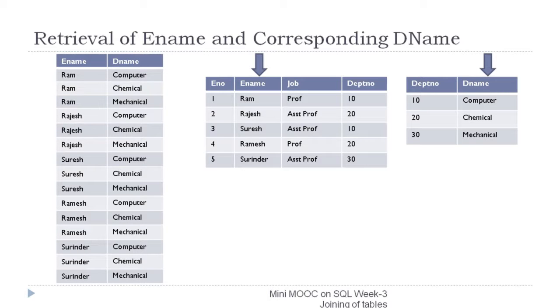To retrieve ename and their corresponding dname of all the employees, we have used Cartesian product and its output is 15 records. But of course, this is not the desired output. Actually, we require only 5 records as the desired output, but it has 10 extra undesirable records.